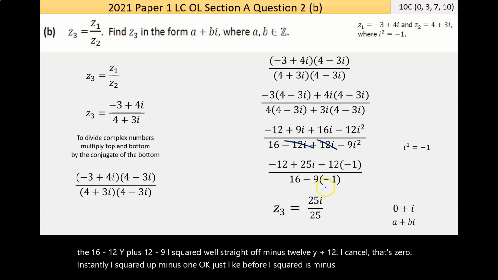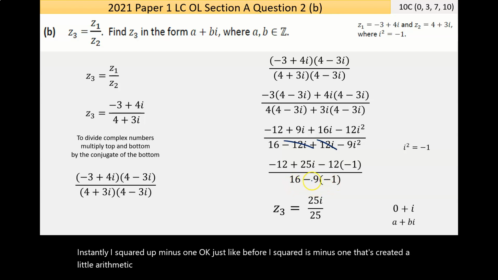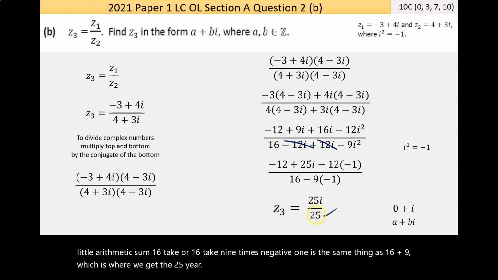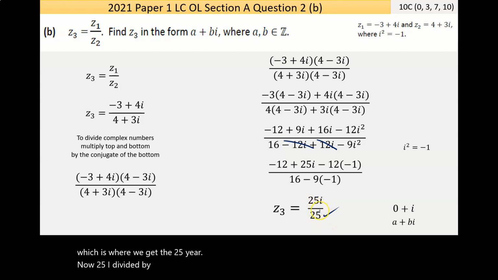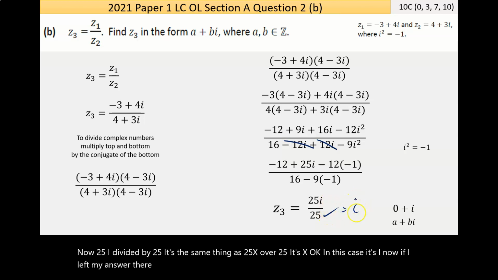That's created a little arithmetic sum. 16 take 9 times negative 1 is the same thing as 16 plus 9, which is where I get the 25 here. Now, 25i divided by 25 is the same thing as 25x over 25. It's x; in this case, it's i. If I left my answer there, I would lose marks, because the question says to leave your answer in the form a plus bi.